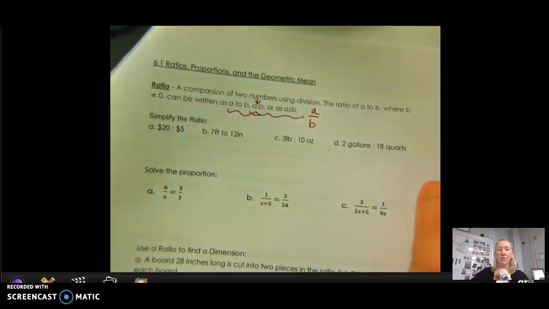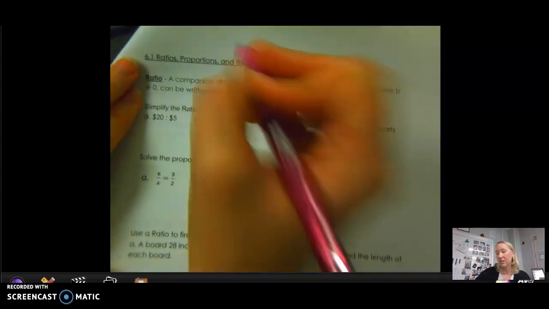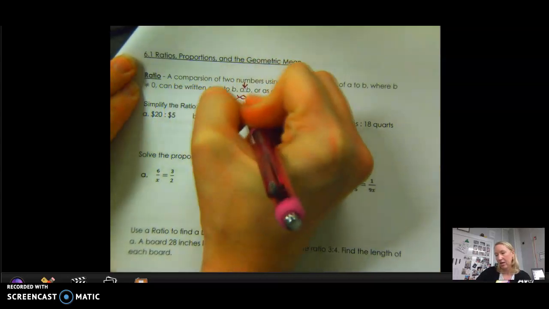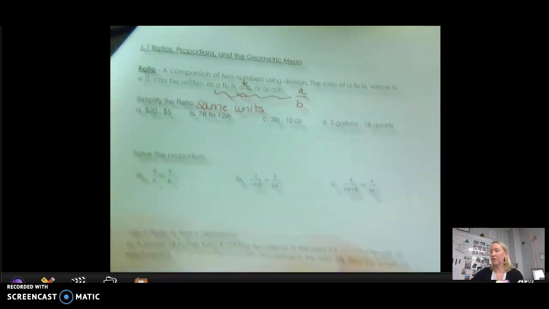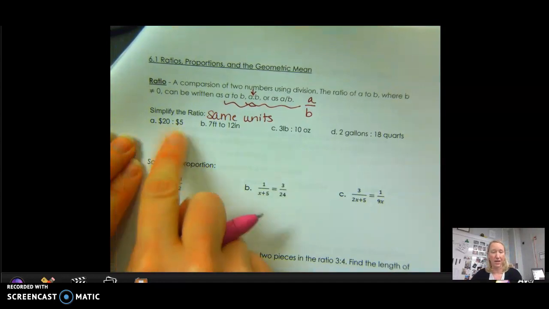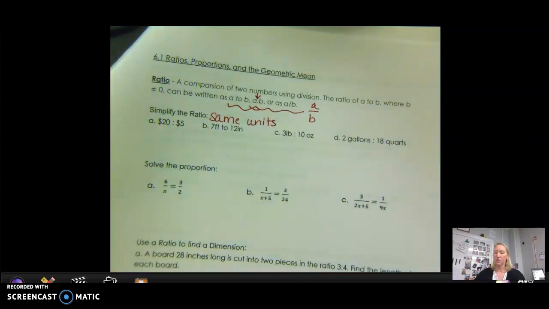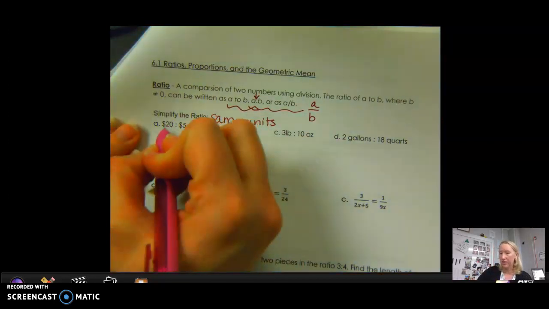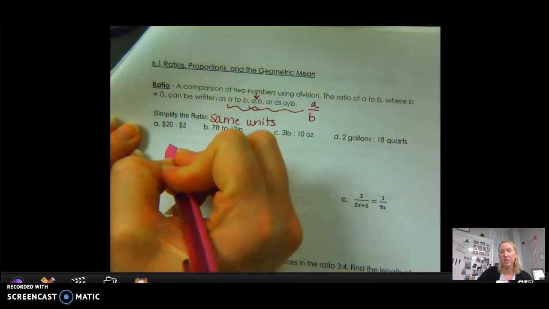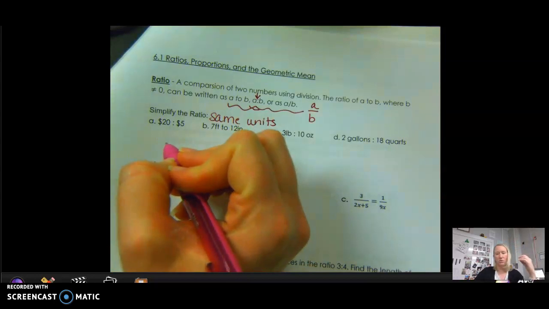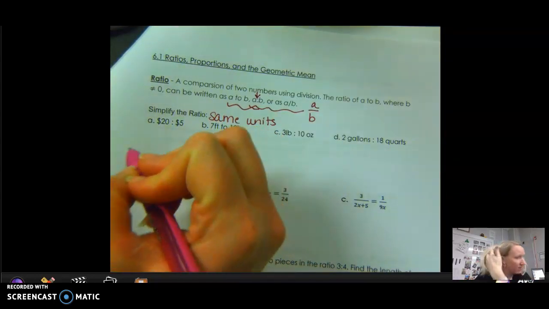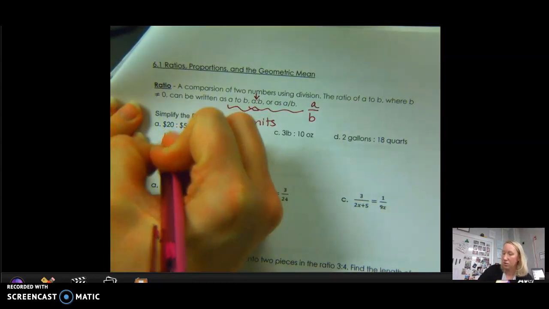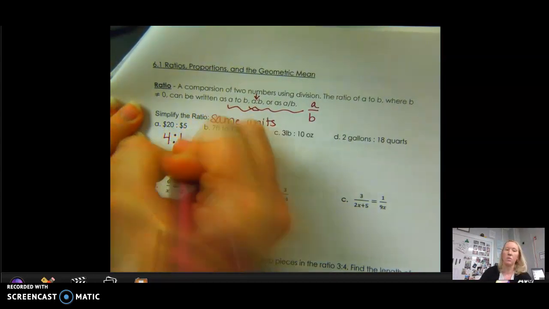So first thing, simplify the ratio. In order to simplify the ratio, we have to be in the same units. So always check, are my units the same? Are we in dollars and dollars, or are we in dollars and pennies and cents, okay? So make sure that you're in the same unit. So $20 to $5, that would reduce. Think of that as a fraction. If it was a fraction of 20 over 5, 5 goes into both. So 5 goes into this 4 times and into that once.